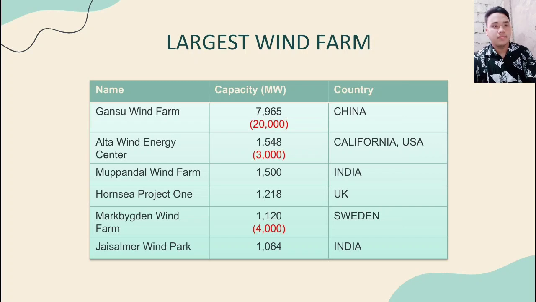Mupandal Wind Farm, may capacity po siyang 1,500 megawatts in India. Hornsea Project 1, may capacity po siyang 1,218 megawatts in UK. Mark Bigden Wind Farm, may capacity po siyang 1,120 megawatts. Hindi pa rin po siya tapos at nakaplano po ito ng hanggang 4,000 megawatts in Sweden. Jaisalmer Wind Farm, may capacity po siyang 1,064 megawatts in India.